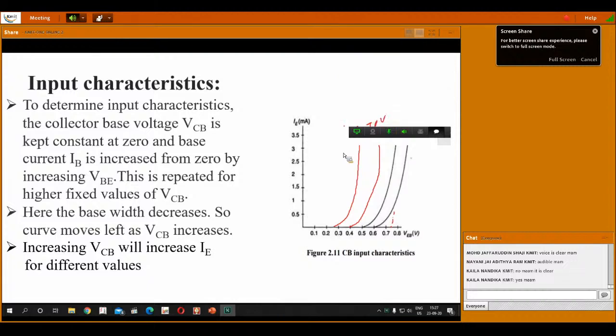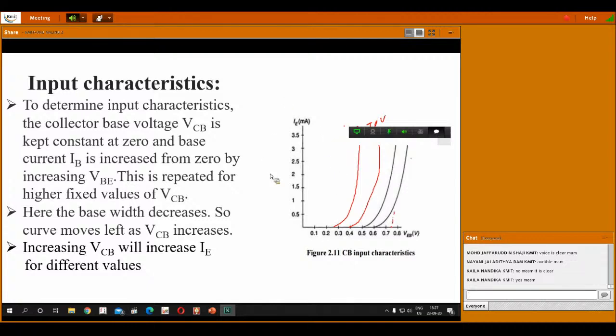So now, is the concept in the common base configuration clear, everybody? Input characteristics is a curve drawn between your input voltage and the input current. In common base configuration, the input voltage is the emitter to base voltage and the input current is IE, with the collector to base junction voltage kept constant. Initially we start with 0 volts, thereafter gradually increase the collector to base junction voltage. IE also increases with VCB. It is simple PN junction diode characteristics in forward bias, like in this image. So the current is increasing exponentially.